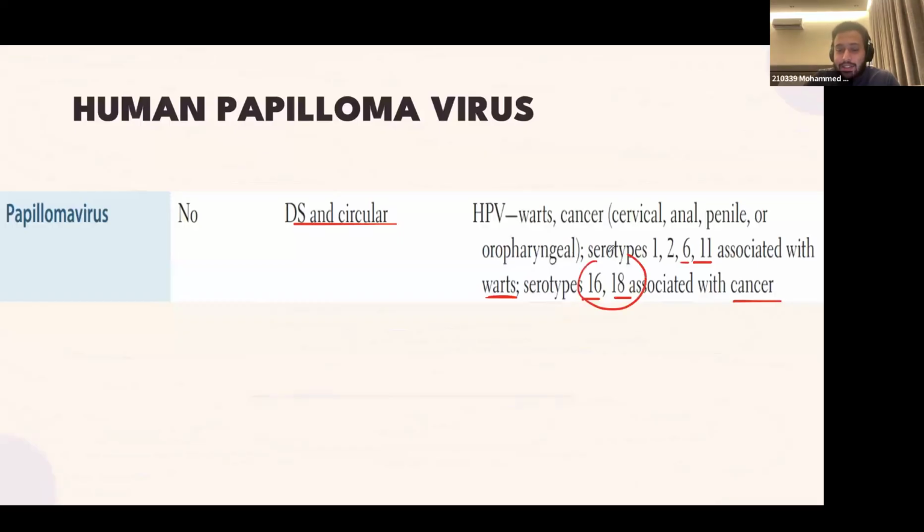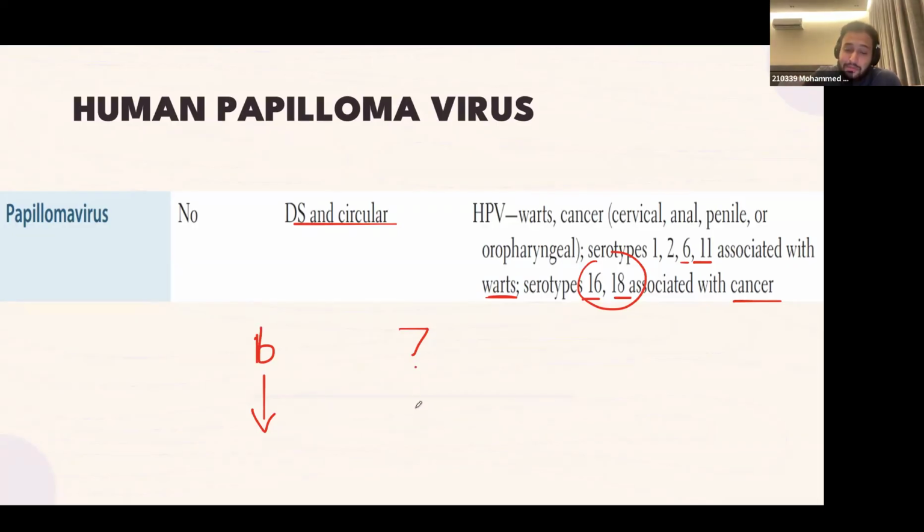Why 16 and 18? It produces two things: E6, I'm just going to draw a 6, much easier, and E7. E6 inhibits what to cause cancer? P53. Good. To remember this, 5, 6. Okay, P53, that 5, and P53 is inhibited by 6. Something to remember. That's how I remember, honestly.